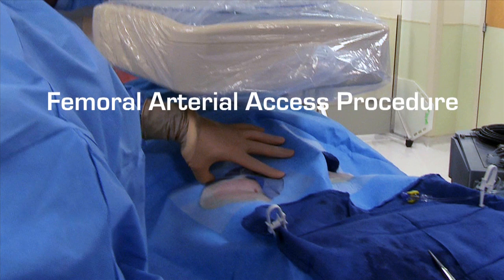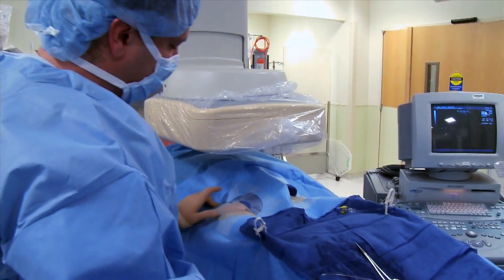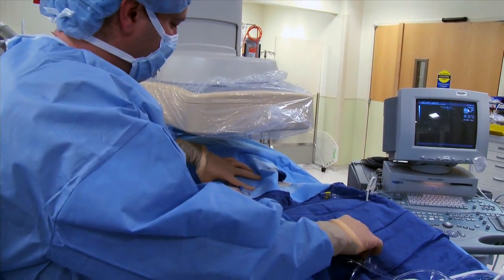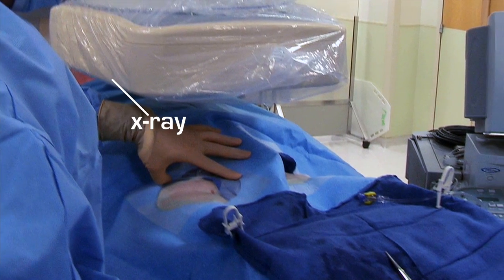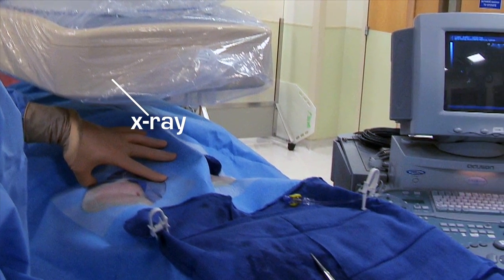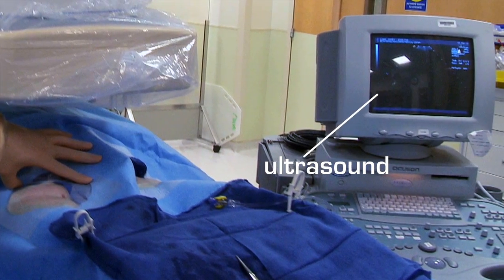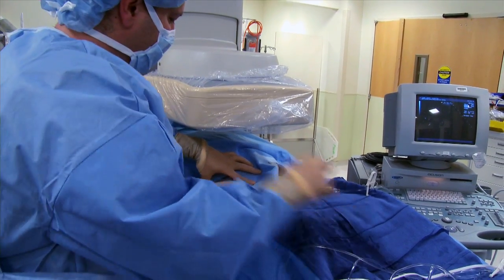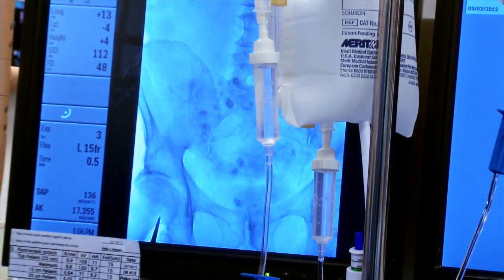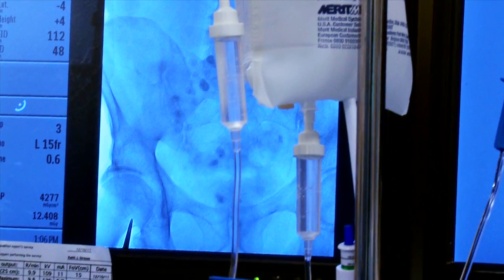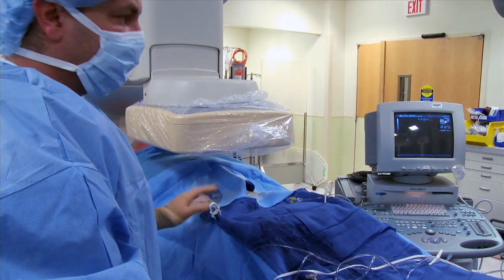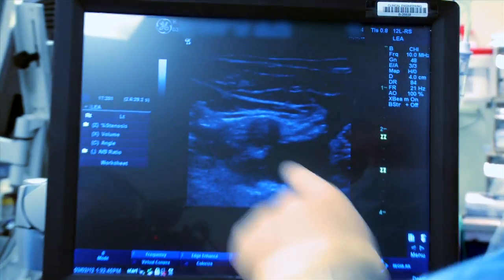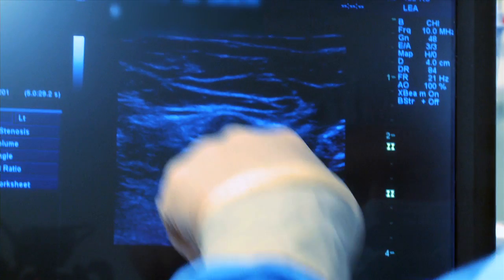Here's an example of a femoral arterial access procedure. The doctor will feel the area to help identify where your pulse is and use X-ray guidance and ultrasound guidance to find your blood vessels. Here, we see that the blood vessel is located in the correct position near the hip joint. In addition, your physician may use ultrasound guidance to also find the artery.